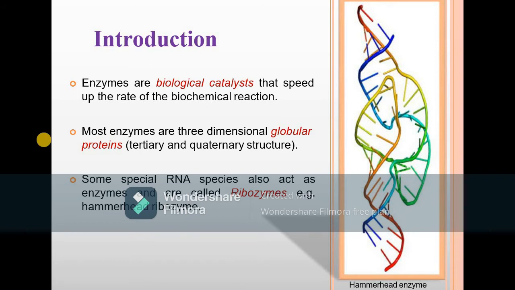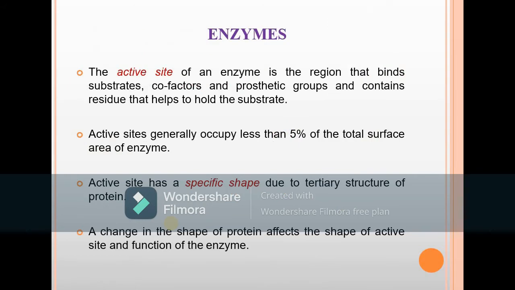Enzymes are biological catalysts, and their main function is to speed up the rate of biochemical reactions. Most enzymes are three-dimensional globular proteins, so their structure is tertiary and quaternary. Some special RNA species also act as enzymes, and these are called ribozymes, for example the hammerhead ribozyme. They are actually RNA species, but they act as RNA enzymes.